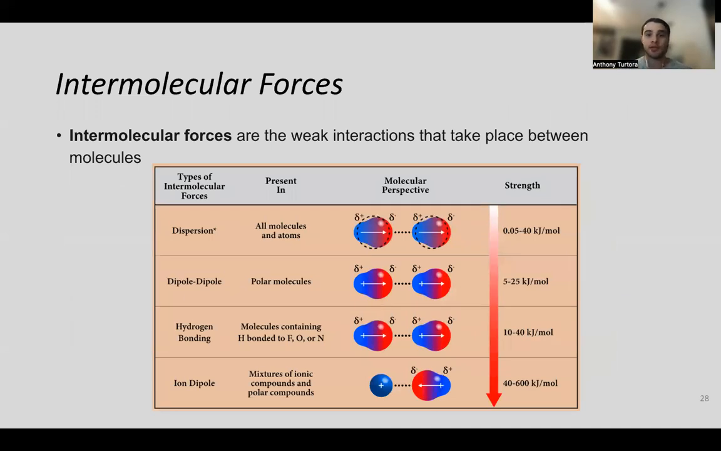So intermolecular forces, just to go over all of them: these are weak interactions that take place between molecules.